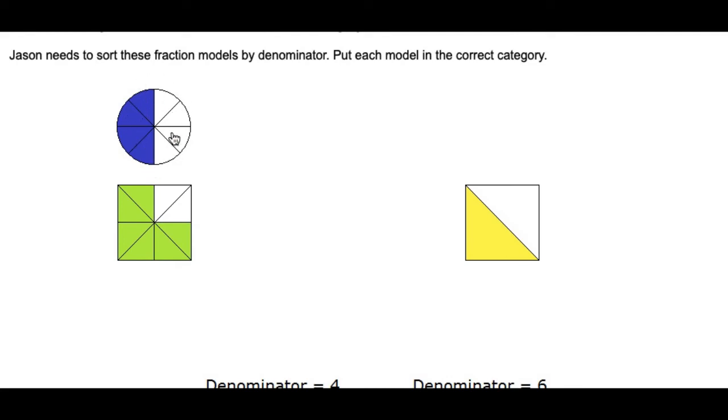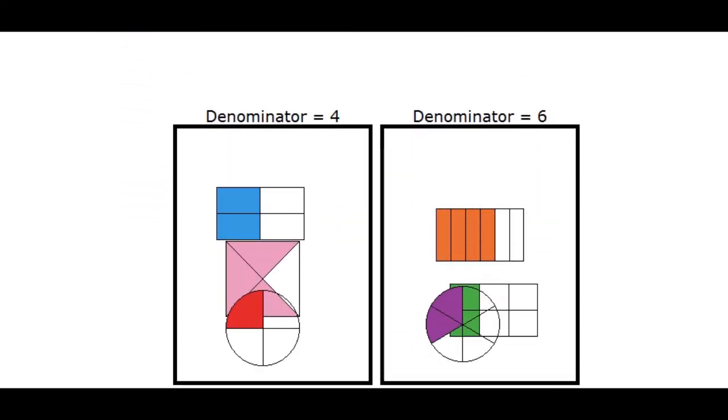Okay, so can you tell me the fraction of this one? So the fraction will be 4 by 8. Very good. Can you tell me the fraction of this one? The fraction will be 6 by 8. And that one? 1 by 2. Good. Okay.